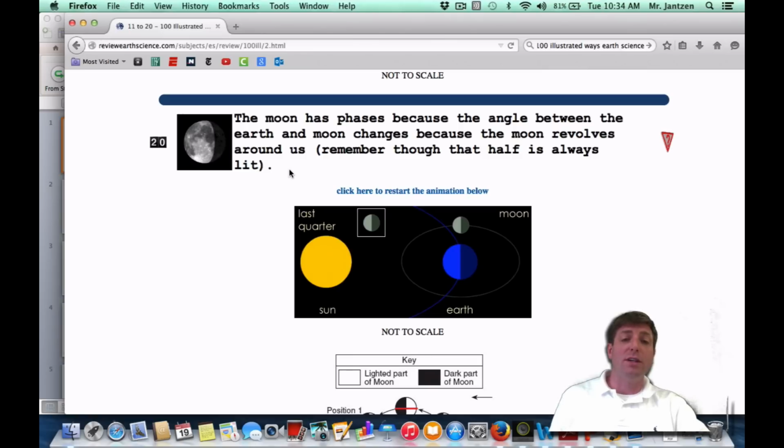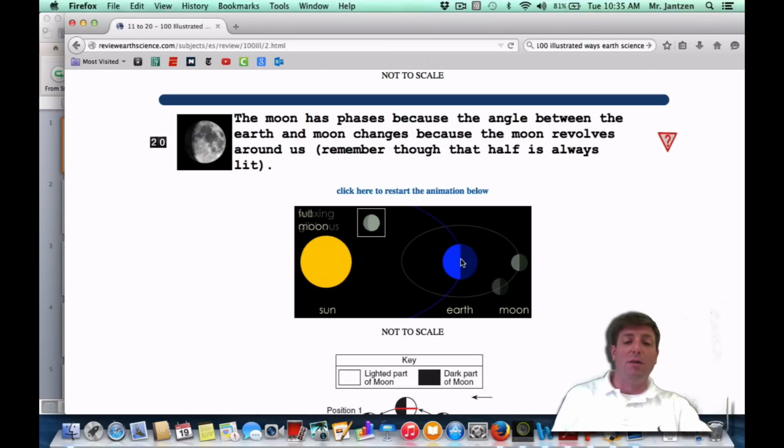Number 20, the moon has phases because the angle between the Earth and the moon changes because the moon revolves around us, and it always is half lit. Okay, so once again, the moon revolves around the Earth, and it's going to experience different phases depending upon the angle at which we view it from Earth. Right now it's full moon phase, then it's going to come around here to the last quarter phase, then once again it's going to come into the new moon phase. As you view it from the Earth, it looks like there's nothing lit up. So it's the angle at which you view the moon from Earth that is going to cause your phases.